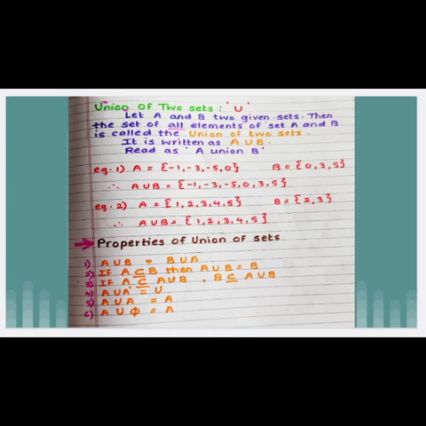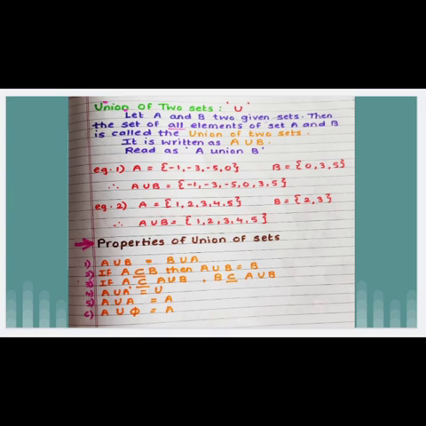Let A and B be two given sets. Then the set of all the elements of sets A and B is called the union of two sets. Union means all the elements from the given sets. It is written symbolically as A union sign, that is capital U, B. Read as A union B. Now we'll see the example.